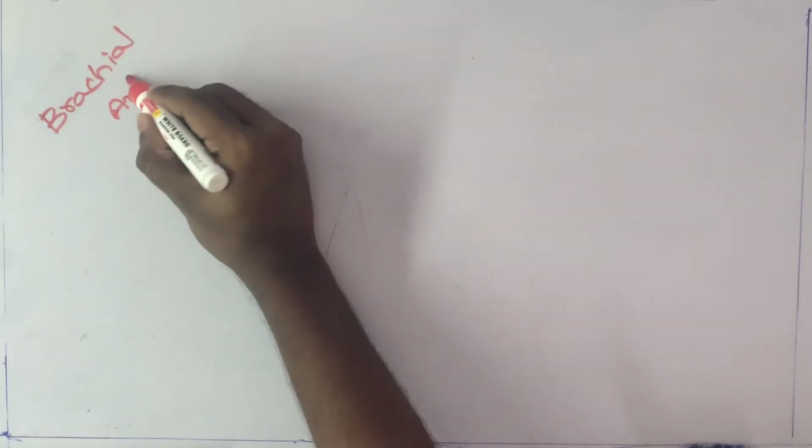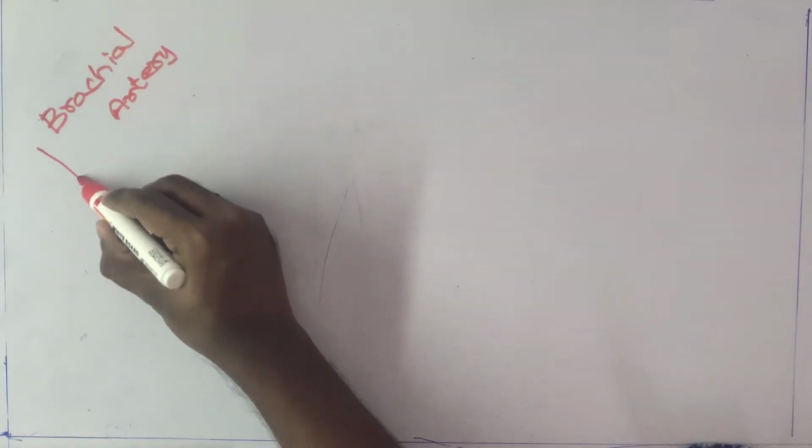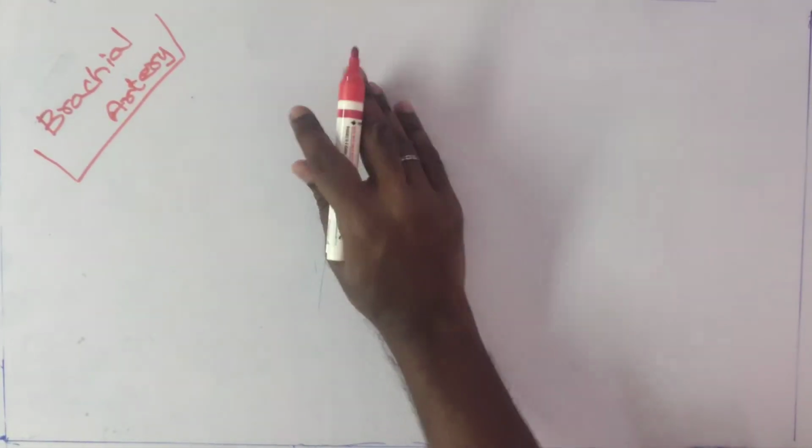In this concept we are going to study the beginning, course and termination of the brachial artery, relationships of the brachial artery, branches of the brachial artery and anastomosis around the elbow joint. Along with this we are going to study its mnemonics also. Today our concept is about the brachial artery.